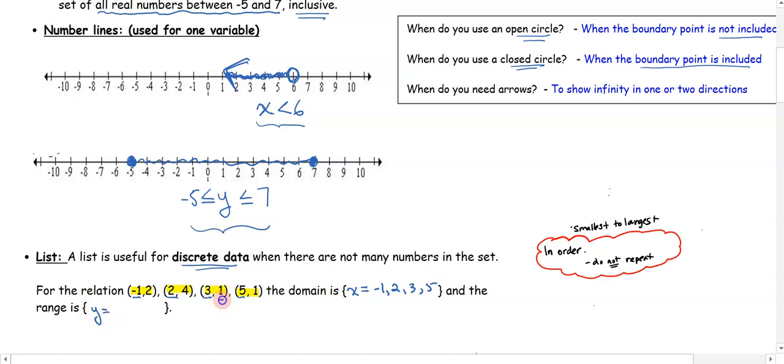If you notice, I get the same value of y twice. I get 1 and 1. I don't repeat it because it's just telling you what I could get. So I say I could get 1, or I could get 2, or I could get 4. I'm just listing my y values. So you list them in order of smallest to largest, and you don't repeat. When it's discrete data, you use an equal sign. You just list the values.